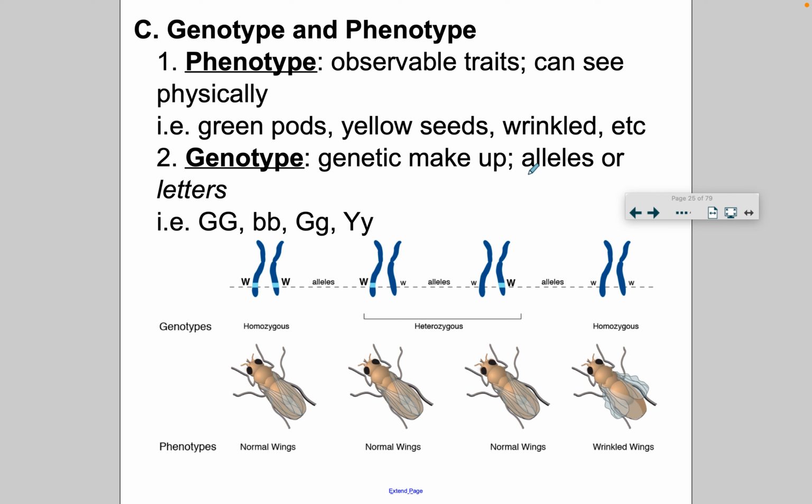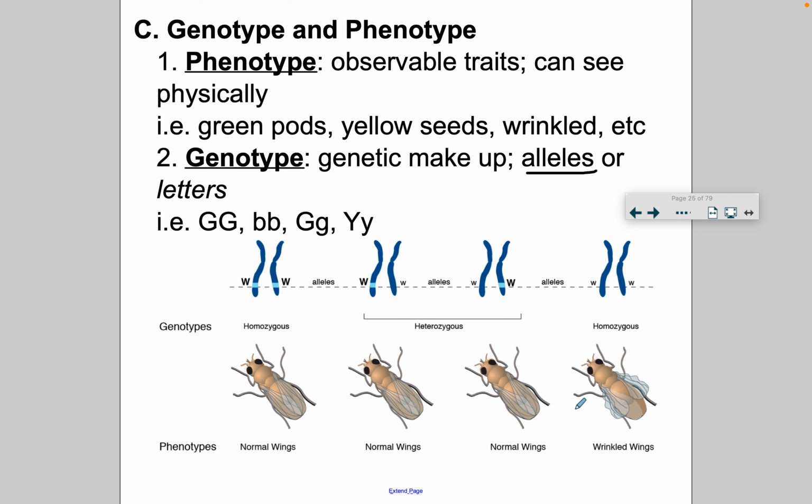Genotype means you are looking at the alleles, and the alleles are basically the letters. So let's say that green pods are dominant over yellow. Green is dominant, so I know they have a big G, but I really don't know what the second allele would be. But genotype means you're looking at the letters.